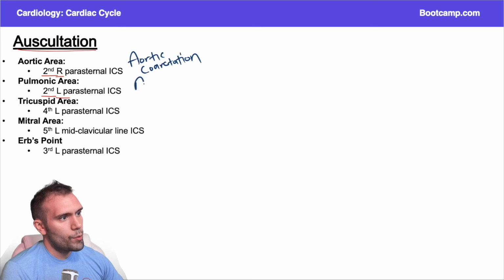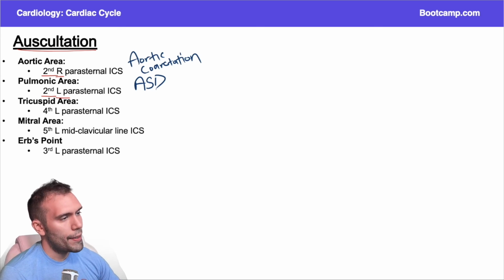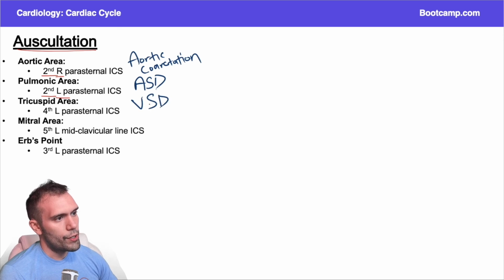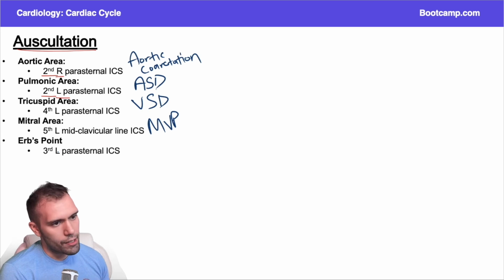The classic murmur for this area is going to be an atrial septal defect, which is going to be a wide fixed splitting S2. We'll talk about that in this video. In the tricuspid area, classically the ventricular septal defect. This is where you'll usually hear this holosystolic, kind of harsh murmur. The mitral area is going to be very classic for mitral valve prolapse. And we'll also talk about that. And like I said, Erb's point in general is good just for making a diagnostic assumption of what's going on.